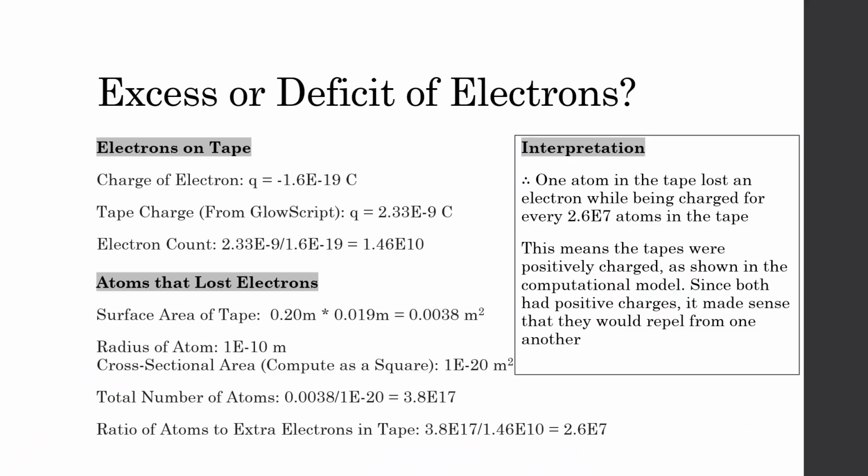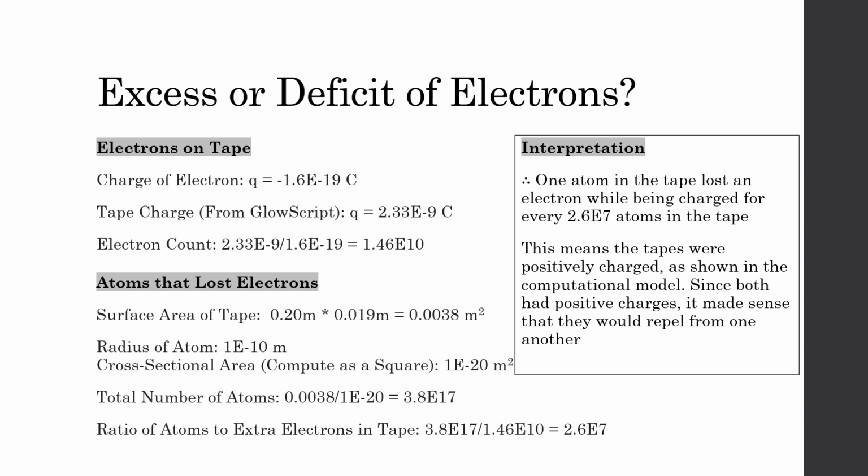So here I talk a little bit about the excess or deficit of electrons, and in order to do that, there's a couple of things we needed to calculate. So first was the number of electrons on the tape, which was equal to the charge of the tape, which was calculated in GlowScript, divided by the charge of an electron. And I found that there were 1.46 times 10 to the 10 electrons on the tape.